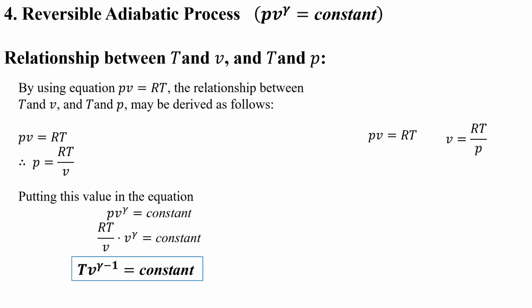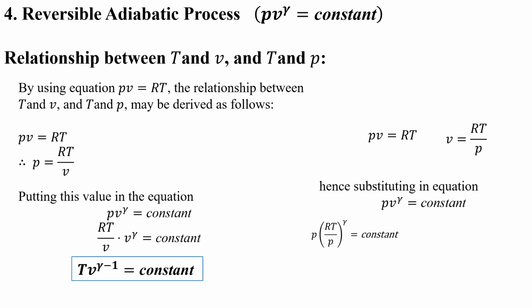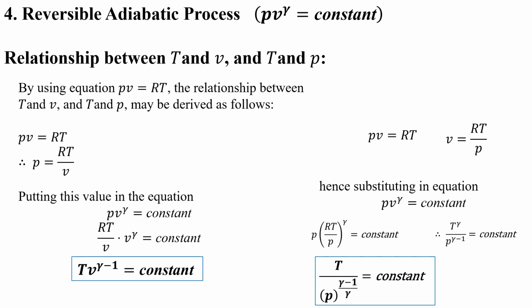Where PV equals RT, V equals RT divided by P. Then I have to substitute the V value in PV to the power gamma equals a constant. Then P into RT divided by P, to the power gamma, equals a constant. Then R to the power gamma divided by P to the power gamma minus 1, where R is the constant. So T to the power gamma divided by P to the power gamma minus 1 equals a constant.